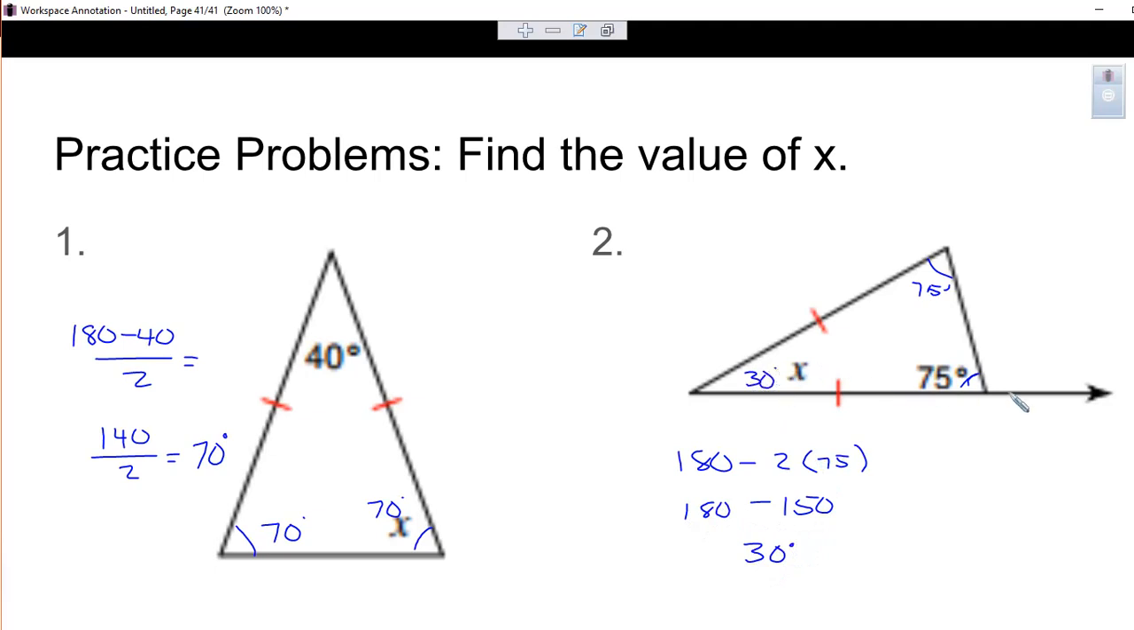So it all depends on what they've given you. This one right here is 75 and 75. These are our base angles, looking for the vertex. This one was given the vertex, looking for our base angles. So if you're looking for your base angles, you have to subtract your vertex angle from 180 and divide it by 2. And if you're looking for your vertex angle, you've got to double your base angle and subtract it from 180.